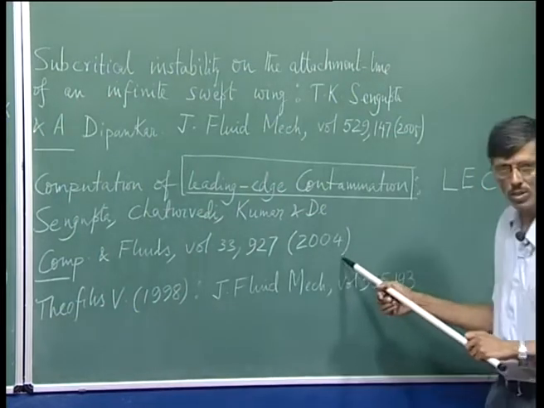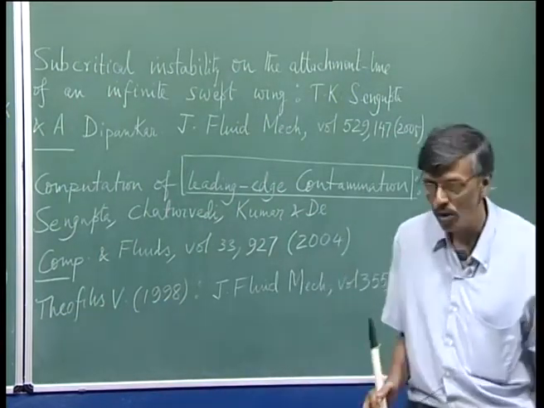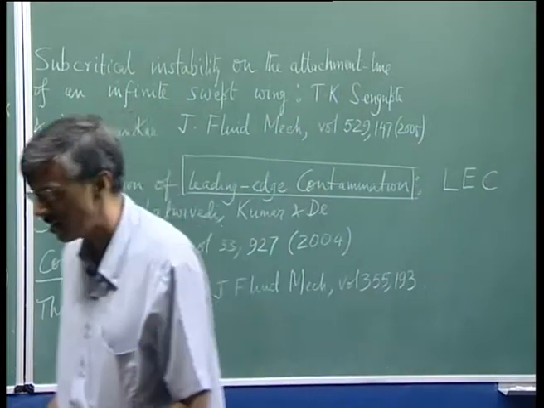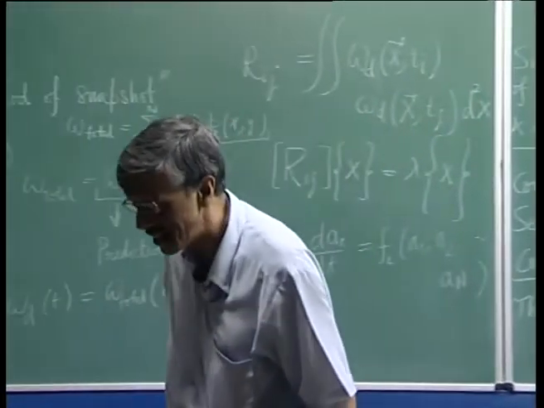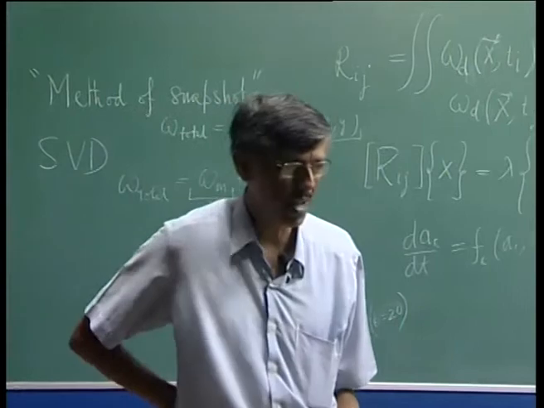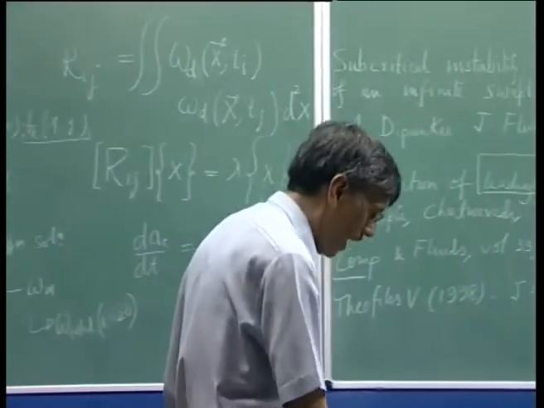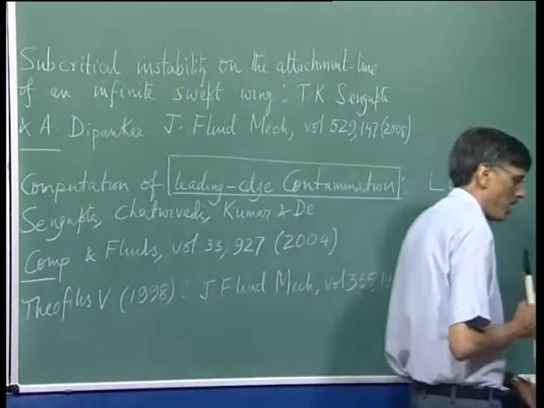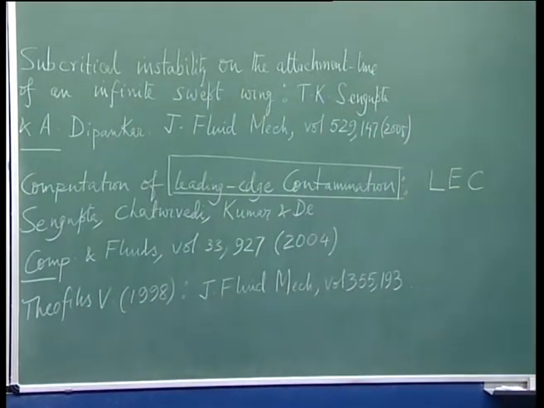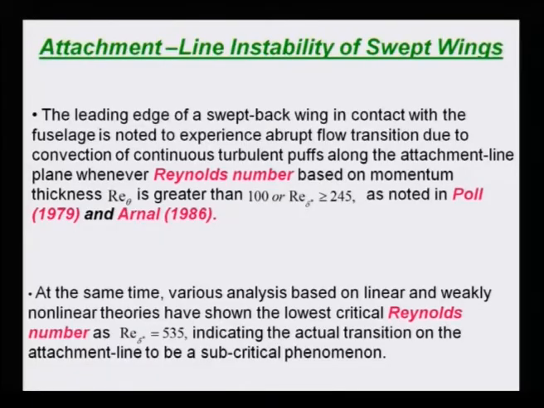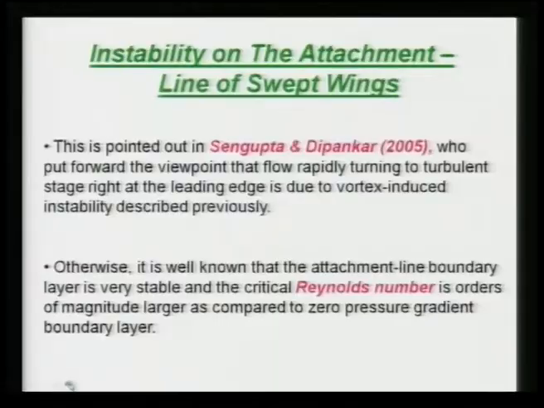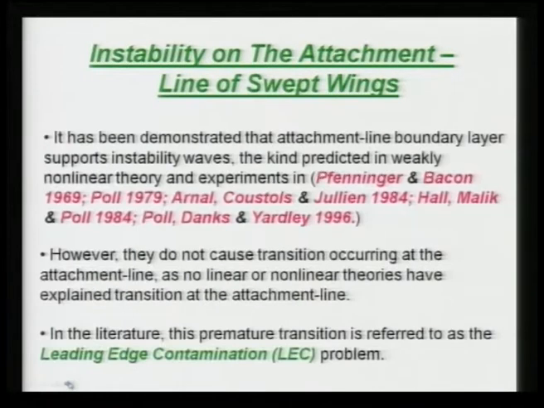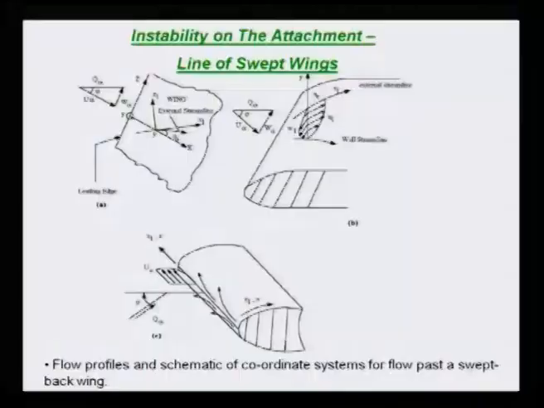As you can note, even in 2004, we have been computing and trying to explain why leading edge contamination takes place. So, it was a kind of jigsaw puzzle to aerodynamicists for a long, long time. What is an attachment line first? Let me first show you with the help of a figure, then we can come back.